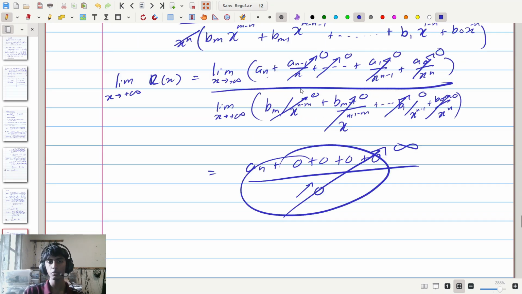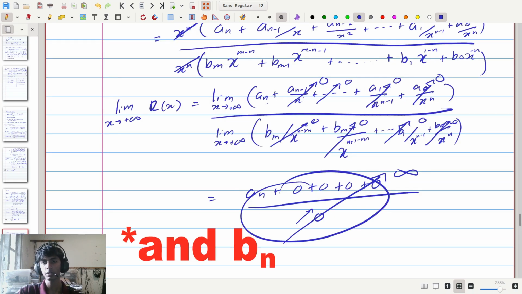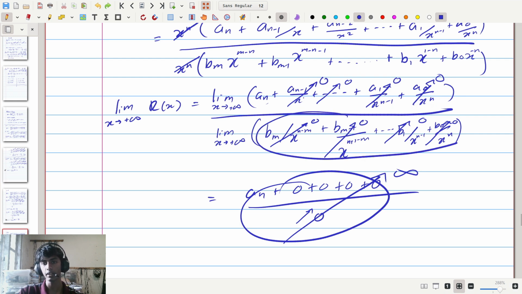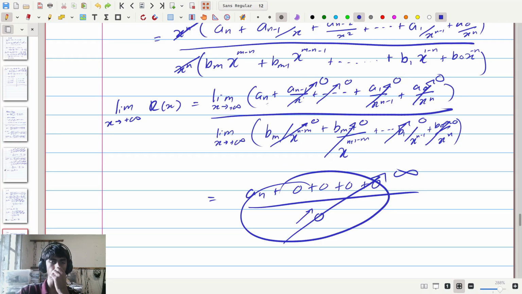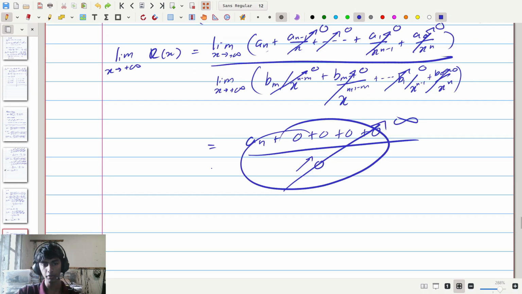Which infinity is it going to approach? Well, that all depends on the sign of a sub n. Because here we have one infinity, and here we have a sub n, so we have infinity basically multiplied by a sub n. So it depends on the sign of a sub n. Similarly, if we apply the negative limit, I'm not going to waste your time with that one because it's the exact same thing except that we swap the signs.